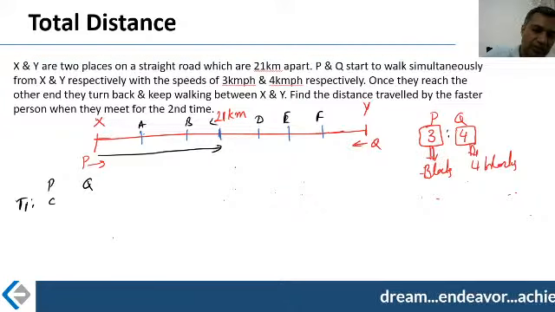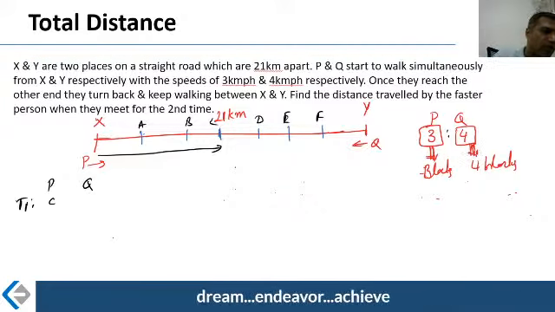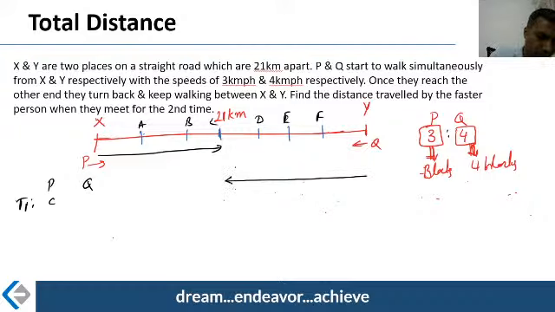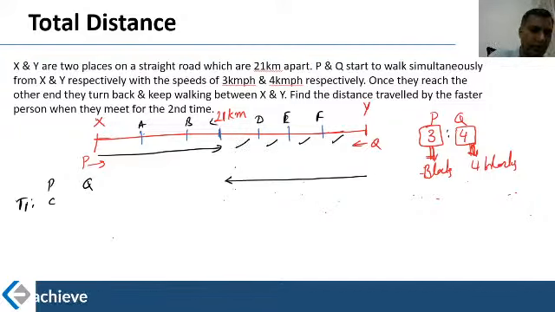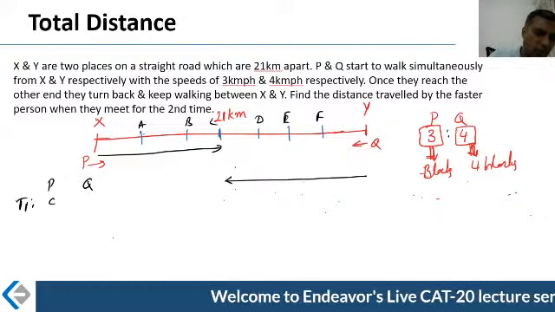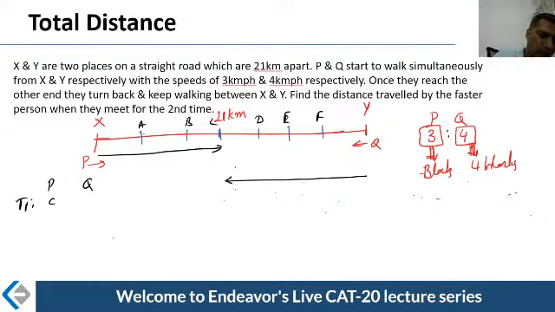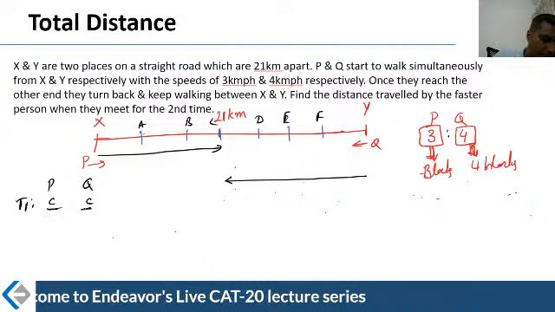By the time P travels 3 blocks, Q has the capacity to travel 4 blocks. So in the same time, Q traveled 4 blocks. This is one, second one, third one, fourth one. He traveled 4 blocks because that's his capacity. 4 blocks means where is he? At C. What happened? The first meeting has taken place. They met once because both are at the same point, C.